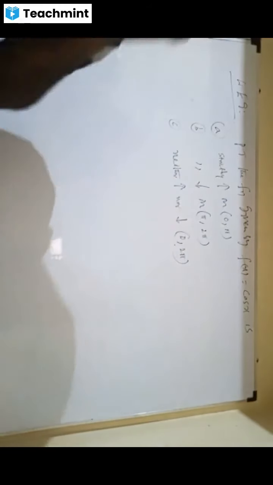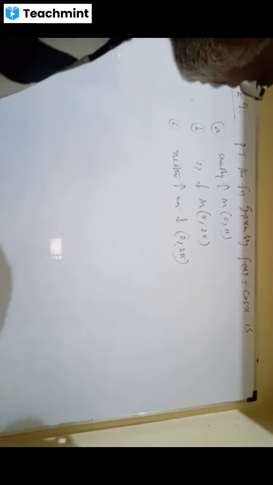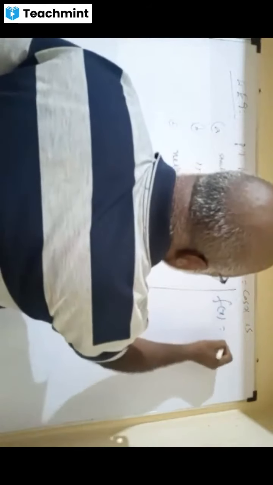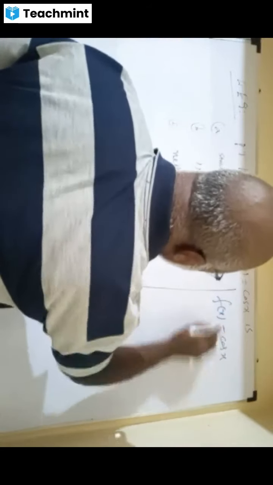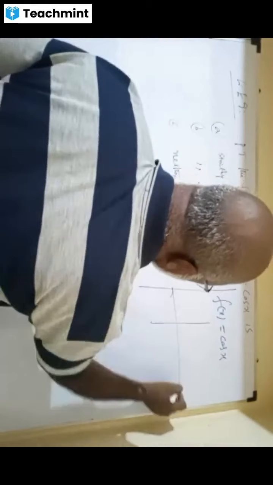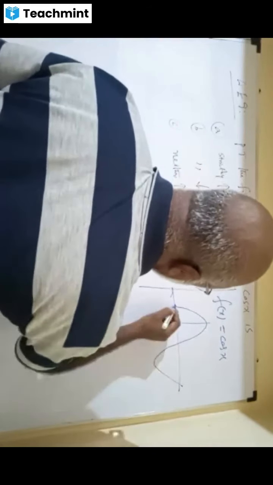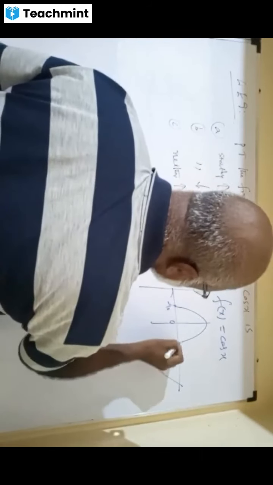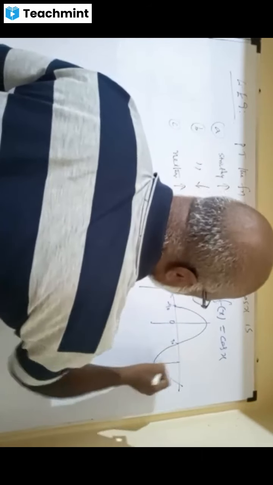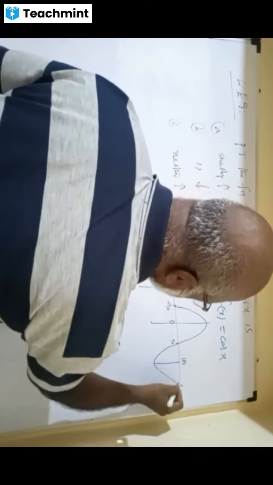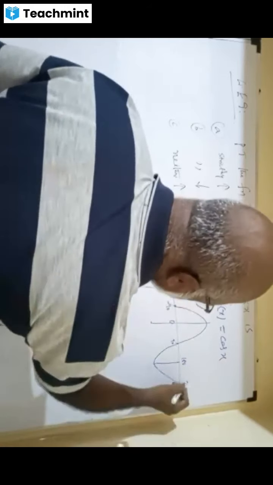We don't need all this, we can easily tell from the graph. See, f of x is cos x, ma. f of x is cos x is a function. Just think about this now. This is called the cos function. This is minus 90, 0, 90. This is 180 and this is 270.